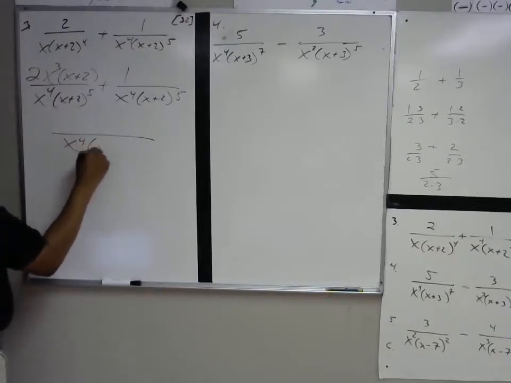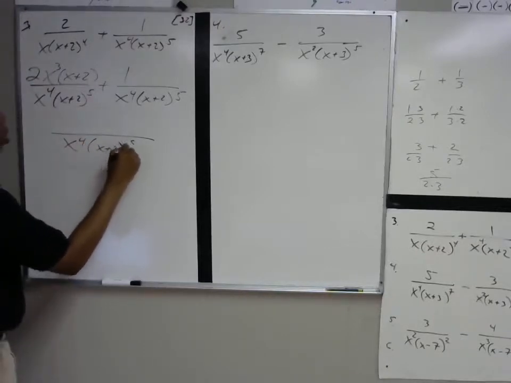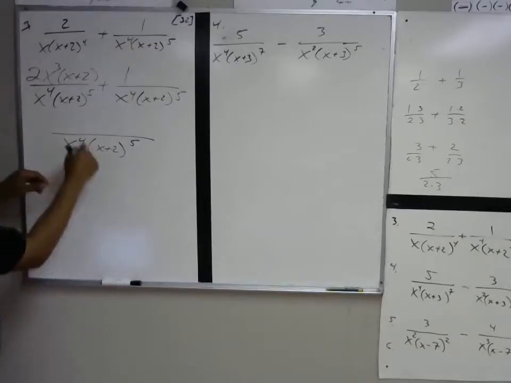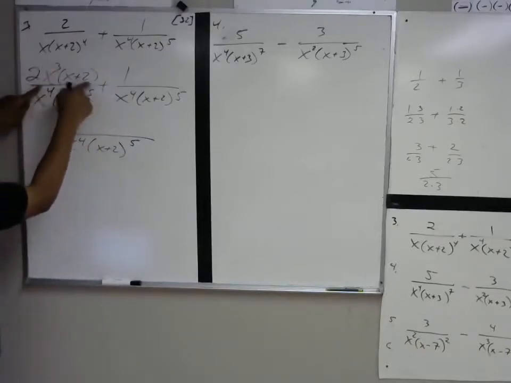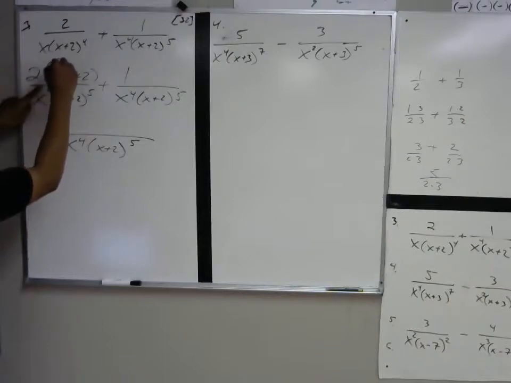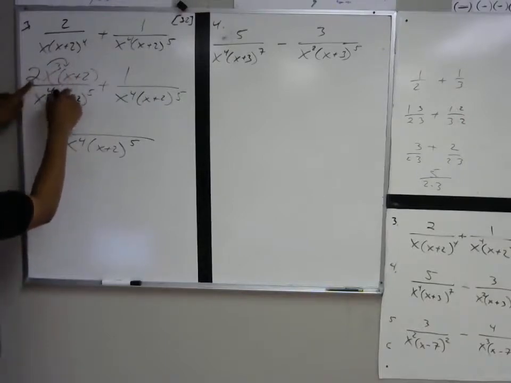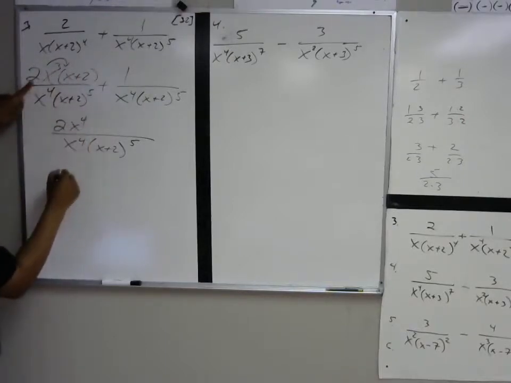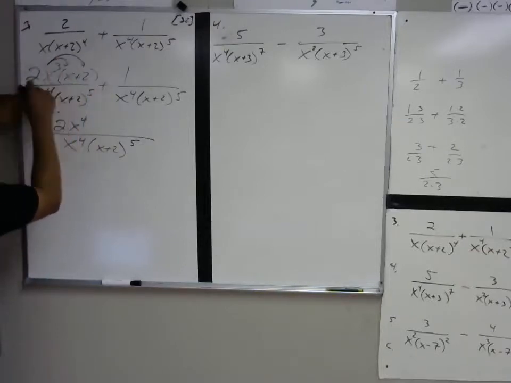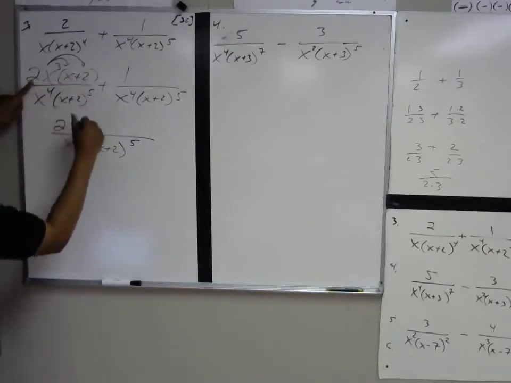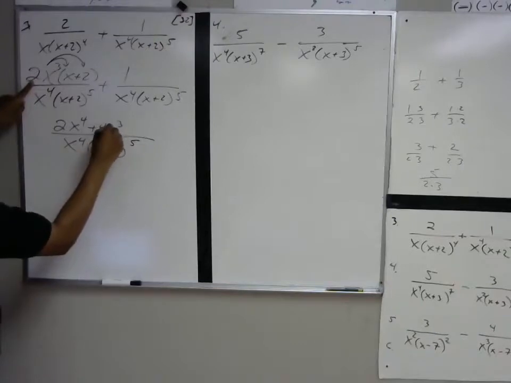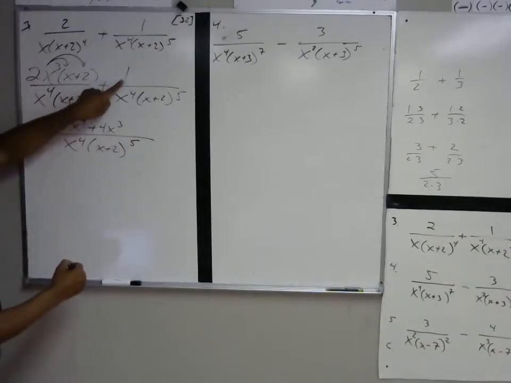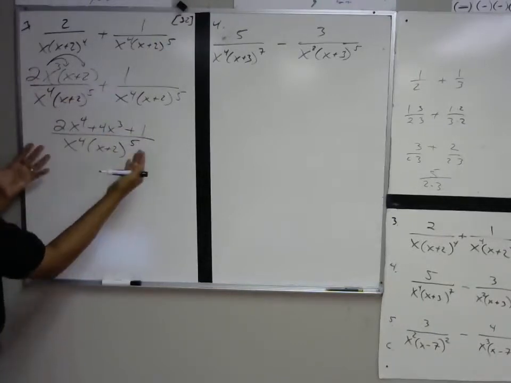X to the fourth, x plus 2, all to the fifth. Okay, the power here is 1, which means I can distribute this. So this can go here. 2x to the third times x is 2x to the fourth. And 2x to the third times the 2 is 4x to the third. Then plus the 1. And that's finished.